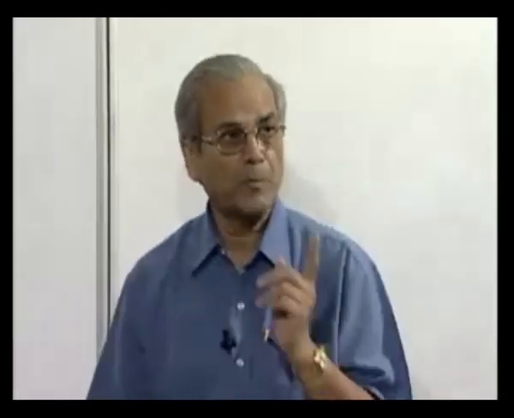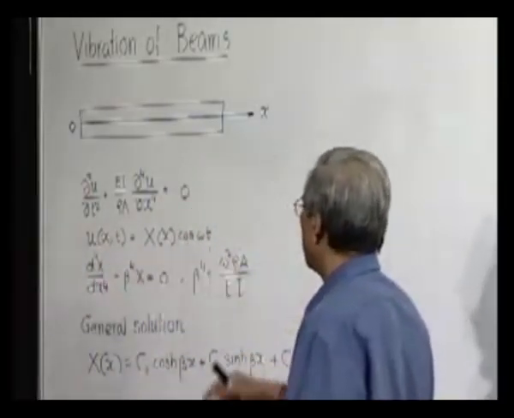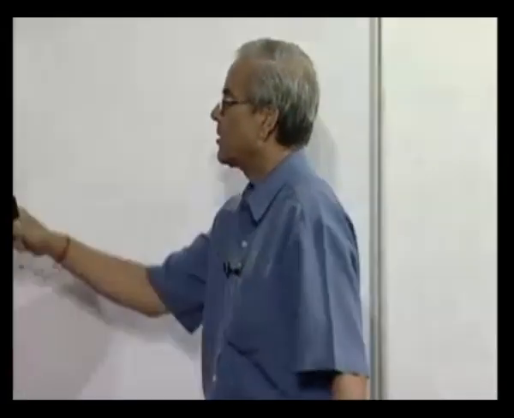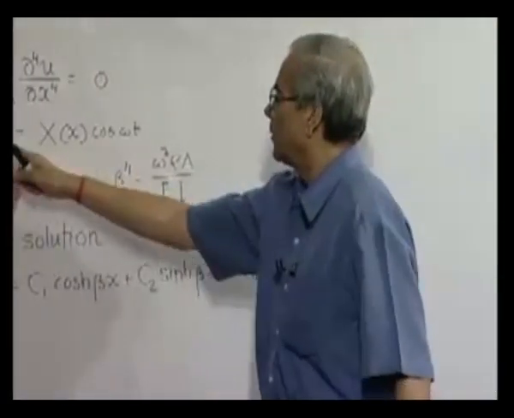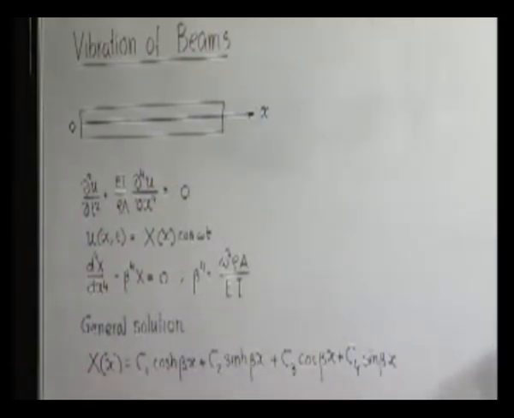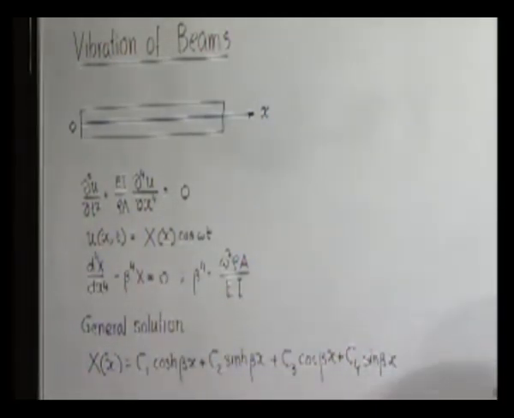However, for a normal mode oscillation, we know that the solution will have to be in the form of a product of a function of x representing the mode shape and a harmonic function of time, sin omega t. And when we substitute this in this equation, we get an ordinary differential equation in x of this form, where beta 4 is this, and we know that the general solution of x will be of this form.